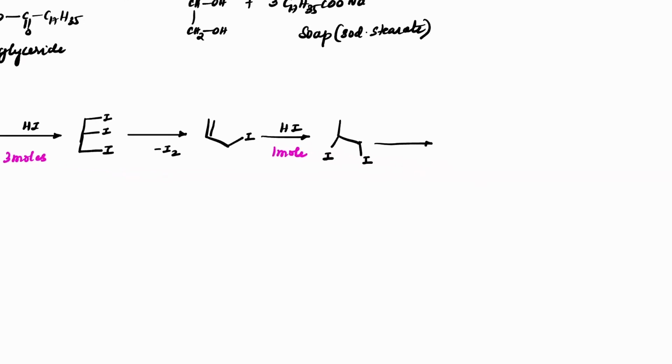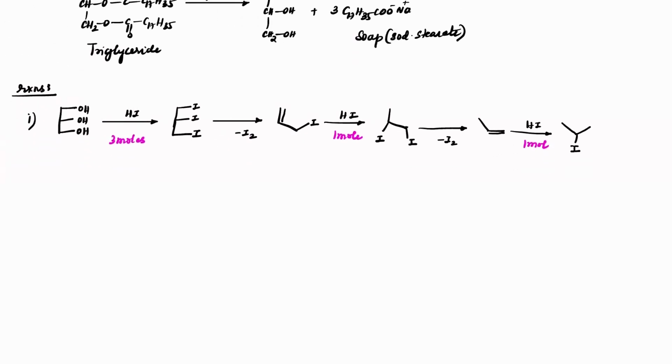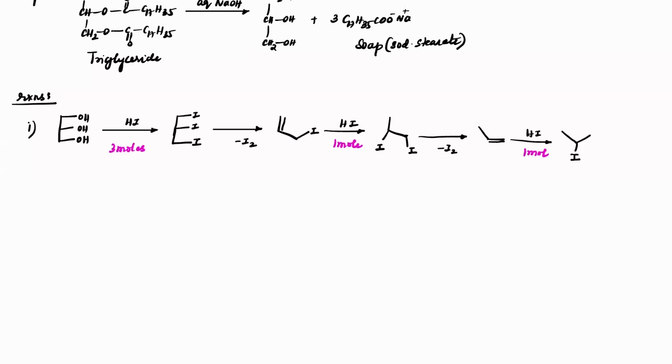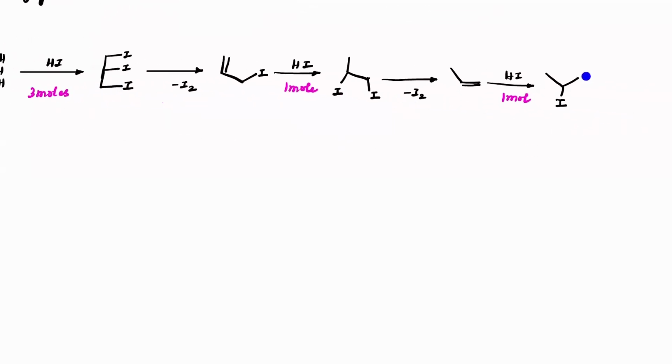And this will also make the 2 iodides unstable. Again an alkene is formed. One more HI can be used, so that will make it an iodide here. So how many moles have been used in total? I've used one more mole here, so that makes a total of 5 moles. So 5 moles of HI can be used to convert this into the final product as this one.